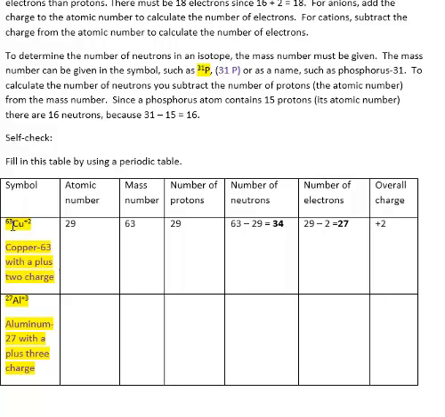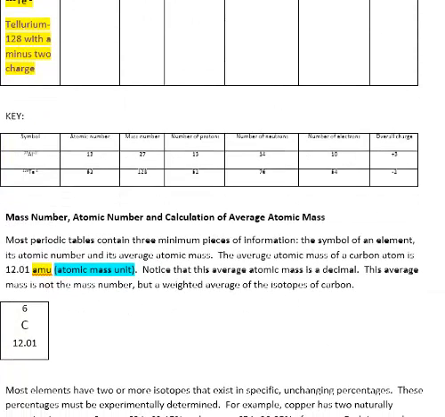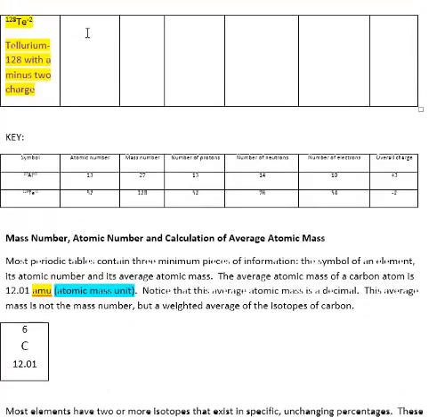So this symbol would be read 63 Cu plus 2, but at this point, since I've already explained how to write this, I think we should specifically refer to this symbol as the isotope with its correct name. So we would call this copper 63 with a +2 charge. And then here, the symbol aluminum 27 with a +3 charge. And then down here, tellurium 128 with a -2 charge.